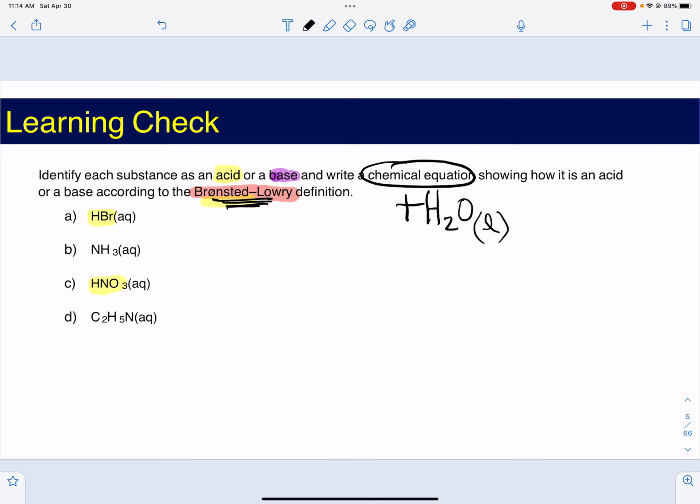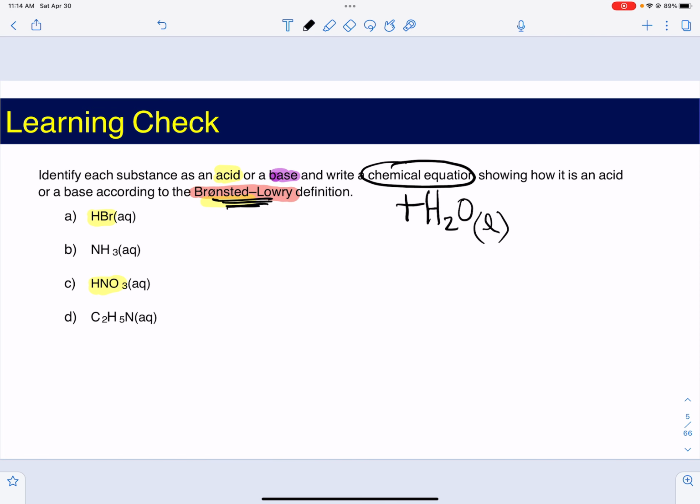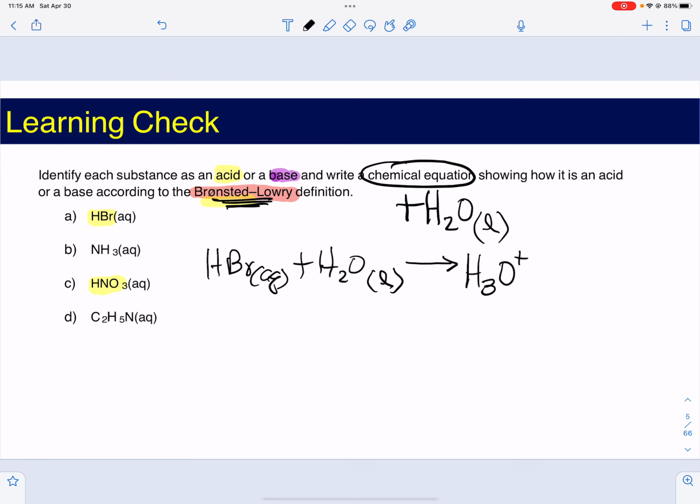So the Bronsted-Lowry chemical equation of an acid or base will have to include water. So let's do HBr. HBr, which is aqueous, is going to be reacting with that water, the water that is part of the solution, right? And according to the Bronsted-Lowry definition, the acid will donate a proton to something else, so the water will take it, becoming H3O plus, and the acid just donated a hydrogen, so it becomes Br negative.